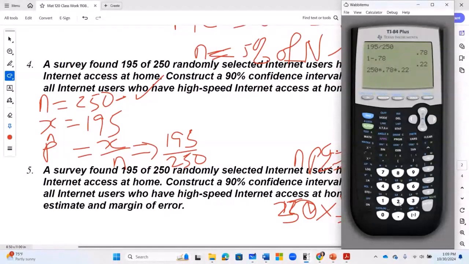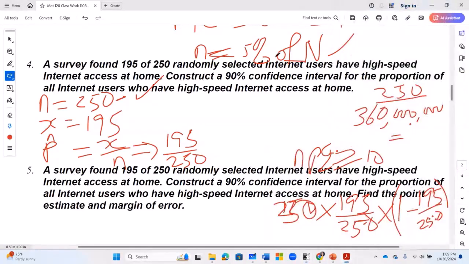What I'm checking is whether this solution is greater than 10. Yes, that solution is greater than 10. So condition number 2 is satisfied. Therefore, I'm allowed to do inference. Inference means confidence interval and hypothesis testing. The conditions for converting from binomial to normal are satisfied. I can do inference, so let me do that.